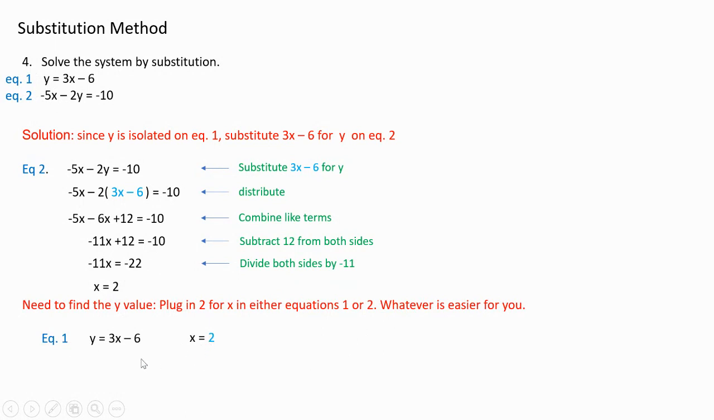Okay, we know x equals 2, so I'm going to plug in the 2 right where the x is. So 2 goes in there. So 3 times 2 is 6. 6 minus 6 is 0. So that's my solution. X equals 2 and y equals 0. The solution is (2, 0). And again, this is a consistent, independent system.